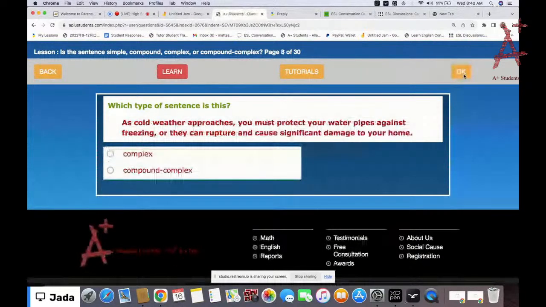As cold weather approaches, you must protect your water pipes against freezing, or they can rupture and cause significant damage to your home. Okay, so we have dependent and independent clauses. Yeah, so it's going to be compound-complex.